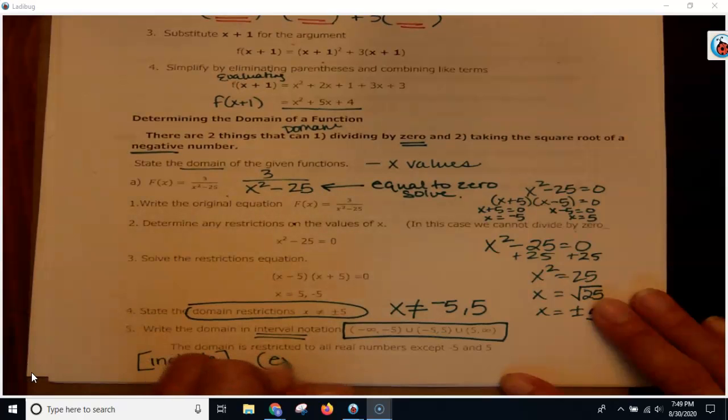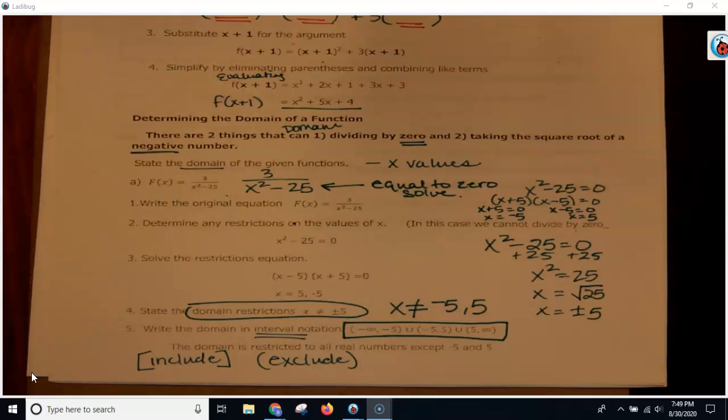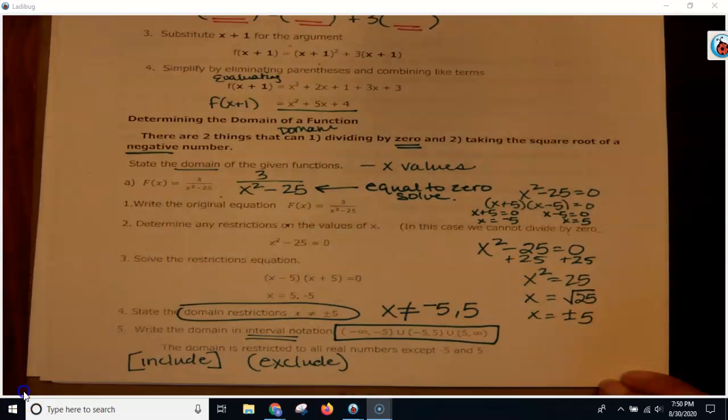The parentheses mean exclude. So what this is saying is -infinity up to -5. It does not include it because it's a parentheses. Or -5 to 5. Because all those numbers are fine as long as -5 and 5 are not included. And then 5 to infinity. Okay? So keep in mind that that's what that is. All right, I hope that helps. All right, so now let's flip to the back of this page and keep going.